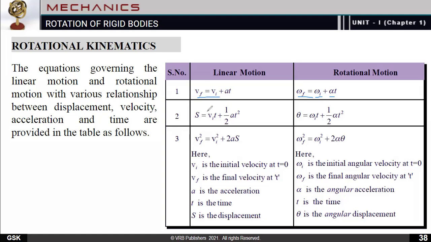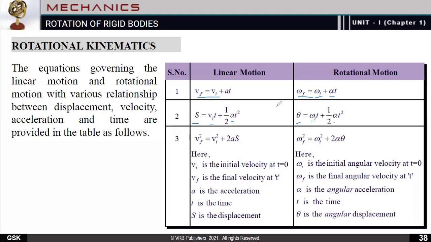Coming to the next equation of motion, s is equal to ut plus half at square, which we studied in our lower classes. Here s indicates the displacement, and vi indicates the initial velocity. Coming to rotational motion, this displacement s is replaced by the symbol theta, the initial linear velocity is replaced by the initial angular velocity omega i, and here it is alpha.